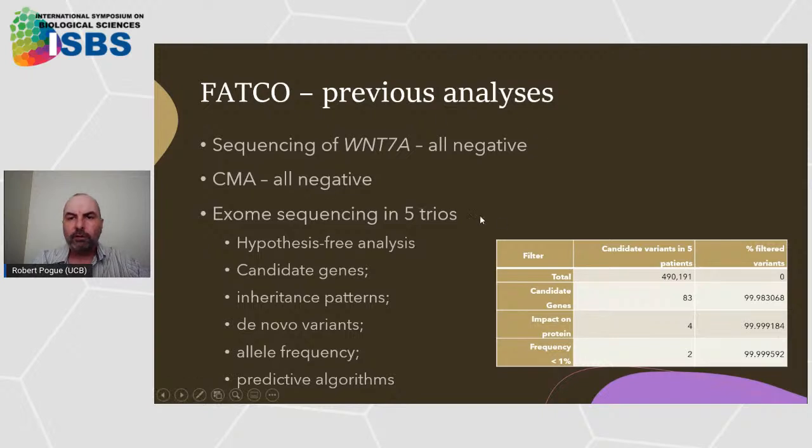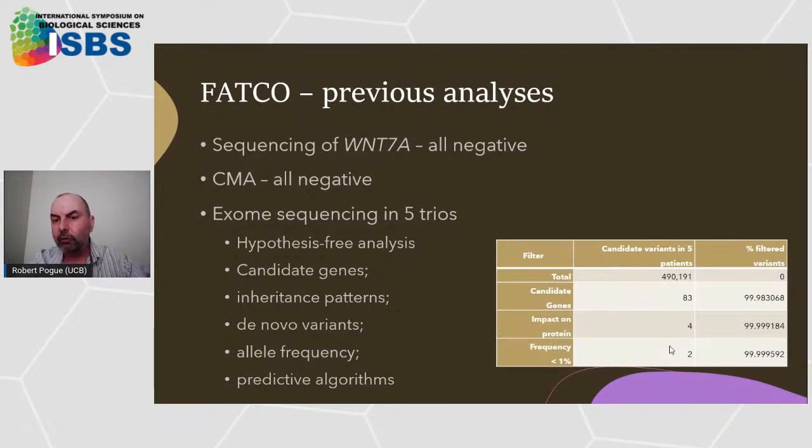Now, combining all of our 5 trios, we found a little more than 490,000 variants. We found 83 variants in candidate genes. However, those that had a strong predicted impact on the protein were only 4. And finally, when we took into account allele frequency parameters, there were only 2 variants. And this is actually a very good result when you talk about exome sequencing. What you really want to do is filter a large number of variants down to very few.